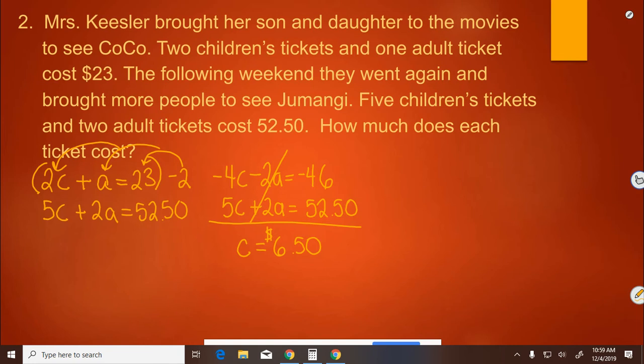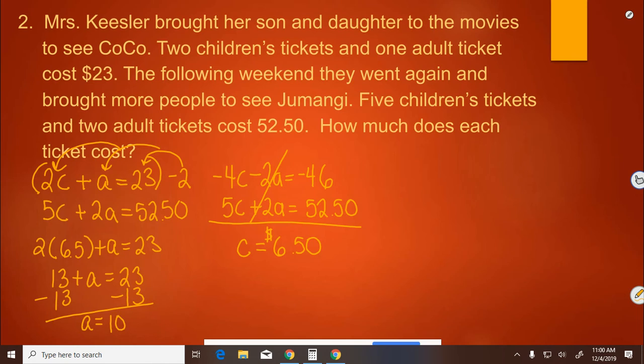Now we have to find the cost of the adult ticket. So we plug that in for C. 2 times 6.5 plus A equals 23. So 2 times 6 we know is 12, and a half times 2 is 1, so that's going to be 13 plus A equals 23. Subtract the 13, and we find that A equals 10. So an adult ticket costs $10. So now we can answer the question.